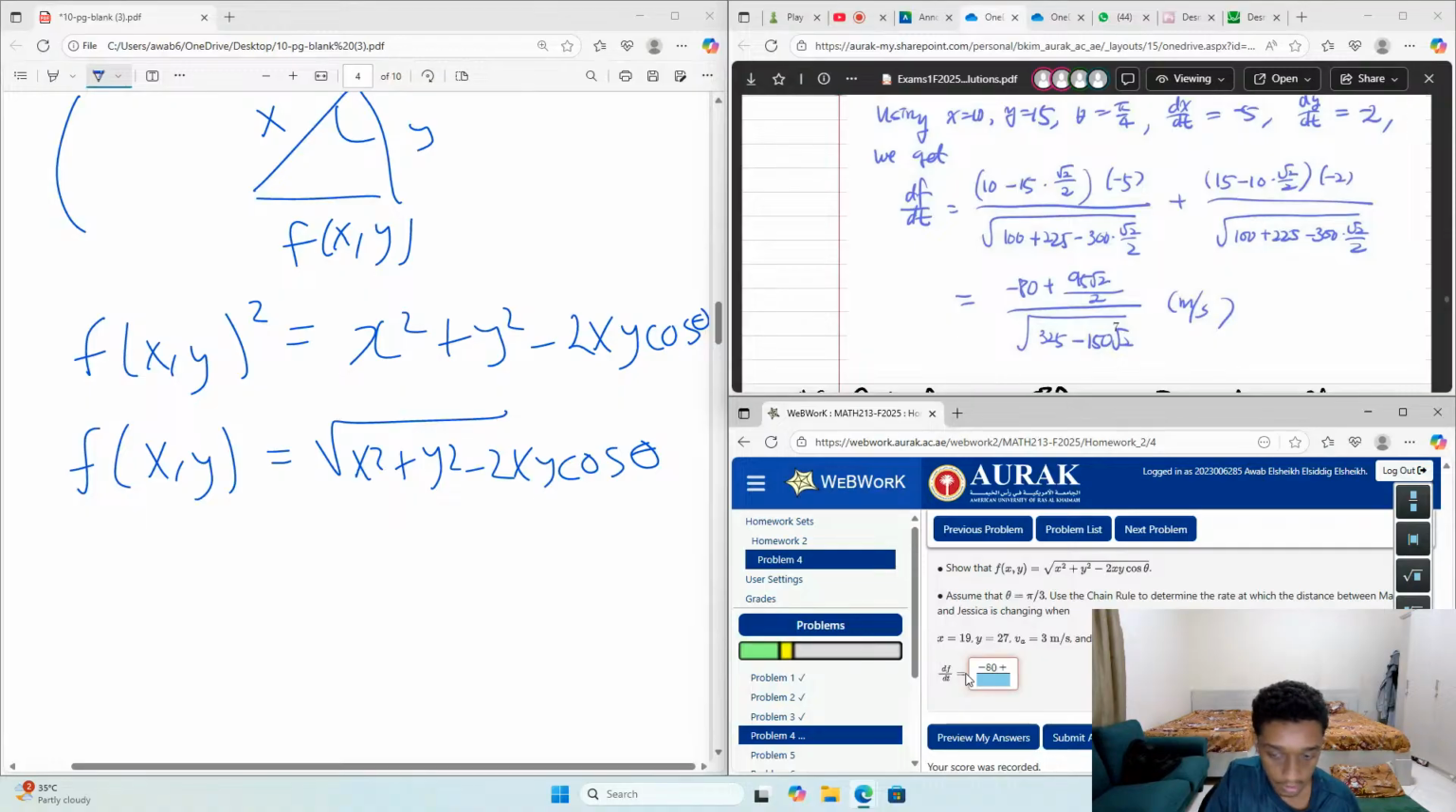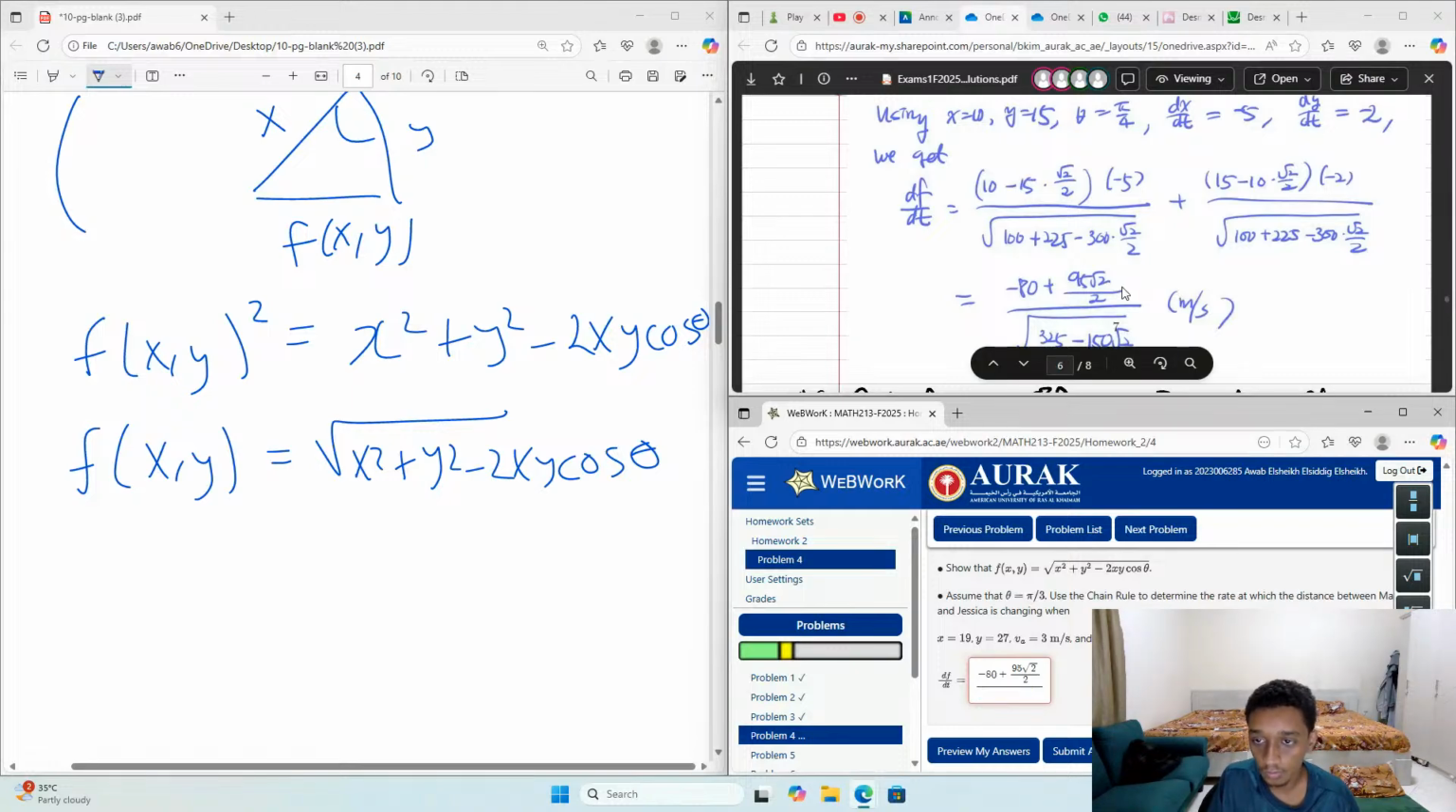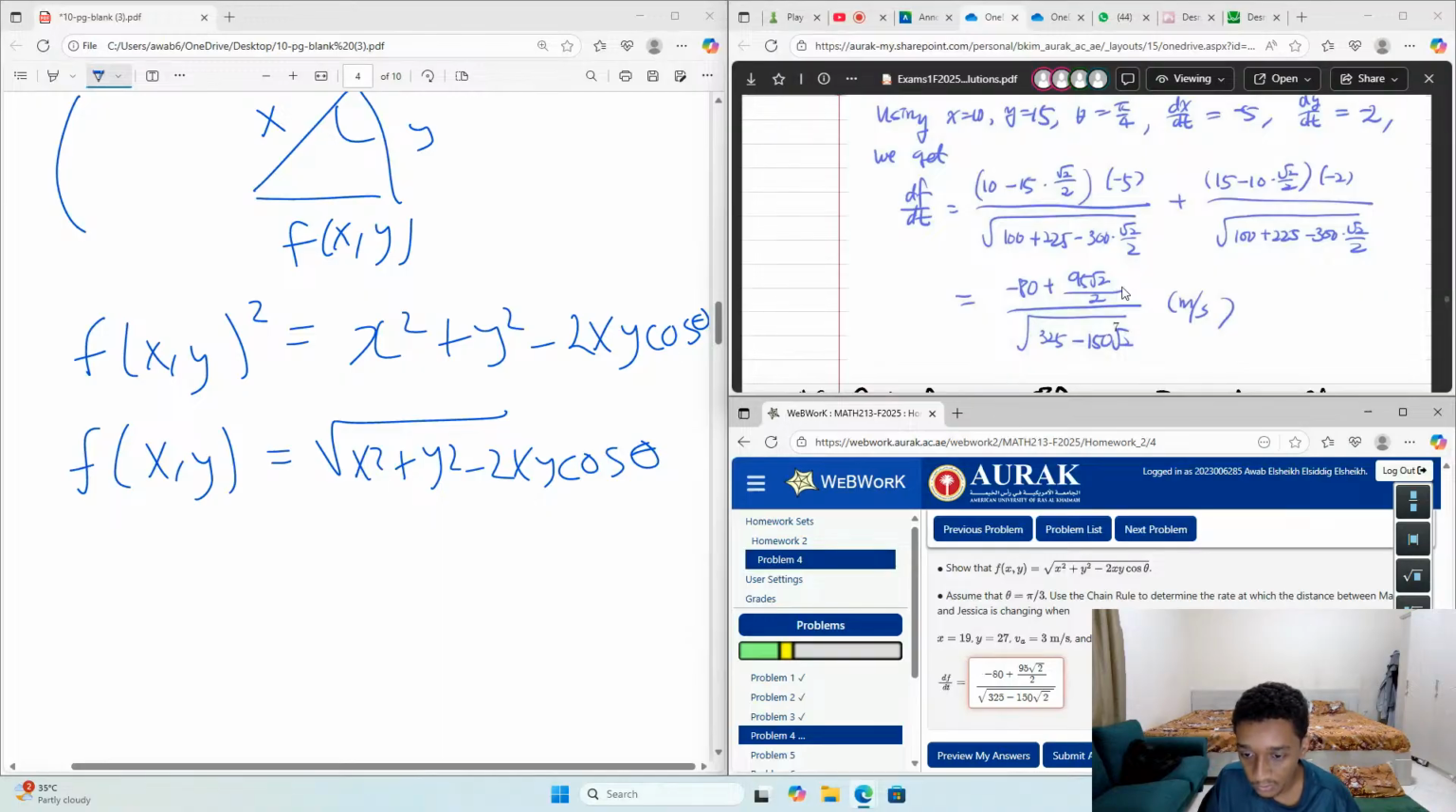Minus 80 plus 95 square root of 2 over 2, 325 minus 150 square root of 2.